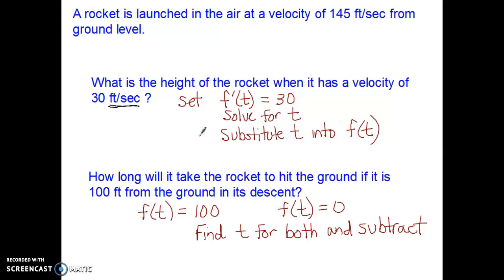My next question: how long will it take the rocket to hit the ground if it is 100 feet from the ground? So 100 feet is a distance. This one's a two-part problem. You need to find the time when it's 100 feet from the ground. You need to find the time when it's going to land on the ground, and then you would subtract between those two values.